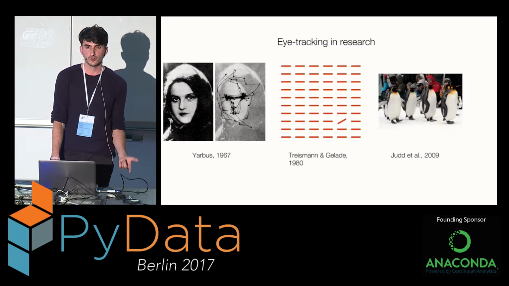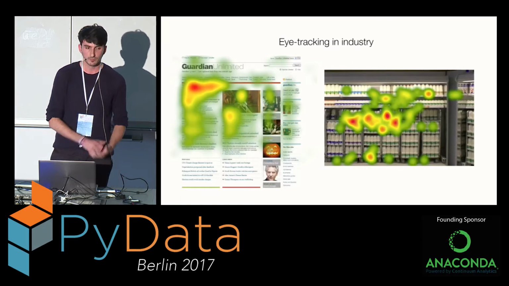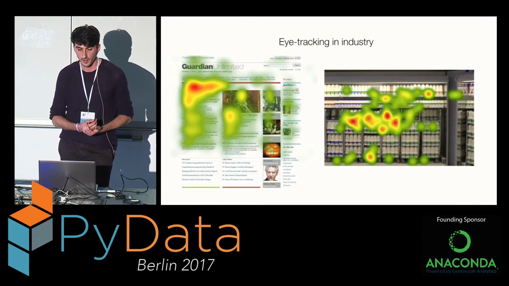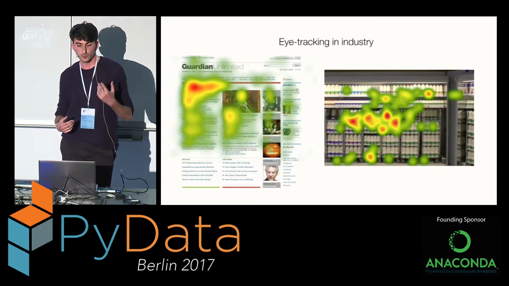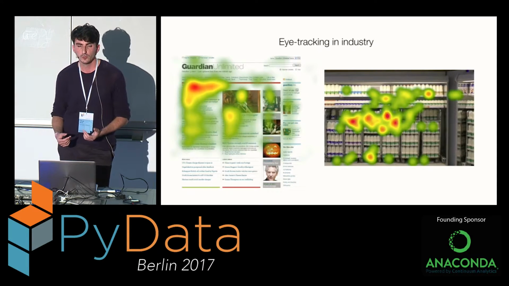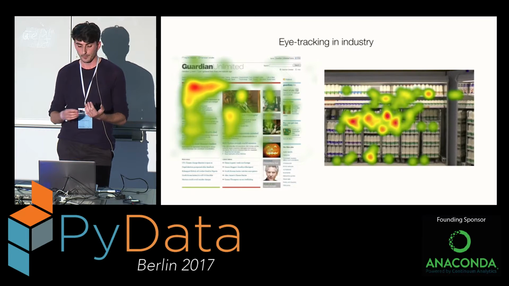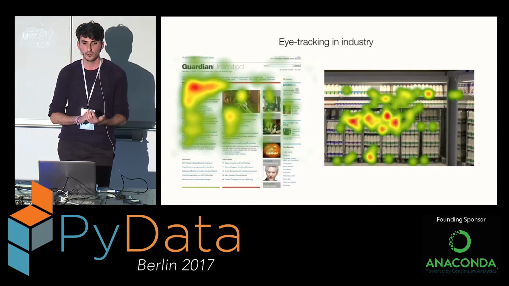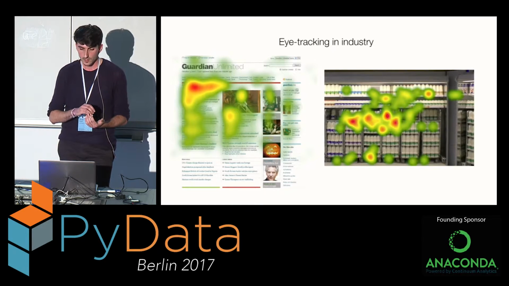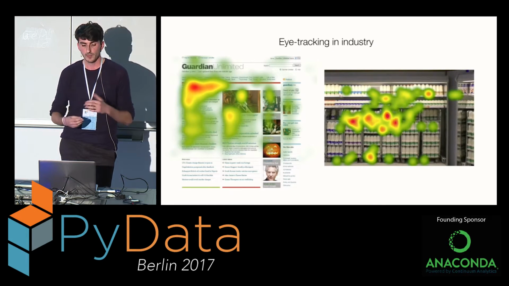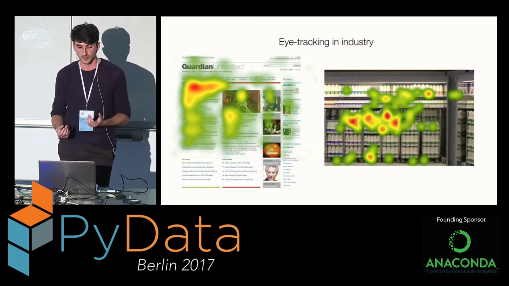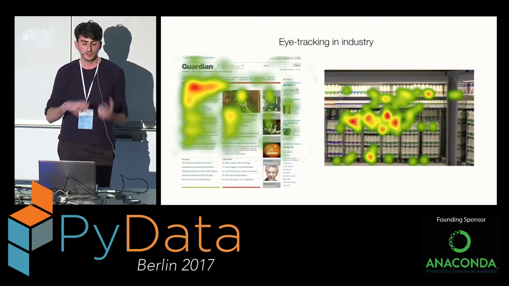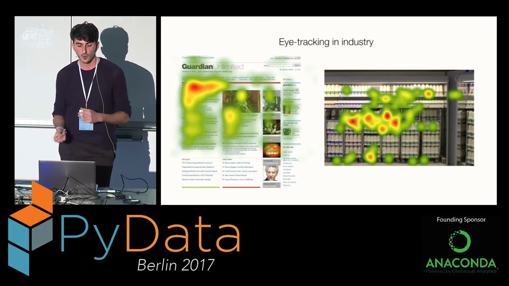But eye tracking is not only used in research, industry has also been very active in this domain. For example, if you have designed a web page and want to make sure that the user is looking at the parts that you want to highlight, you can check with an eye tracking device. You can give the web page to some users and see the way they explore the scene and where they focus.